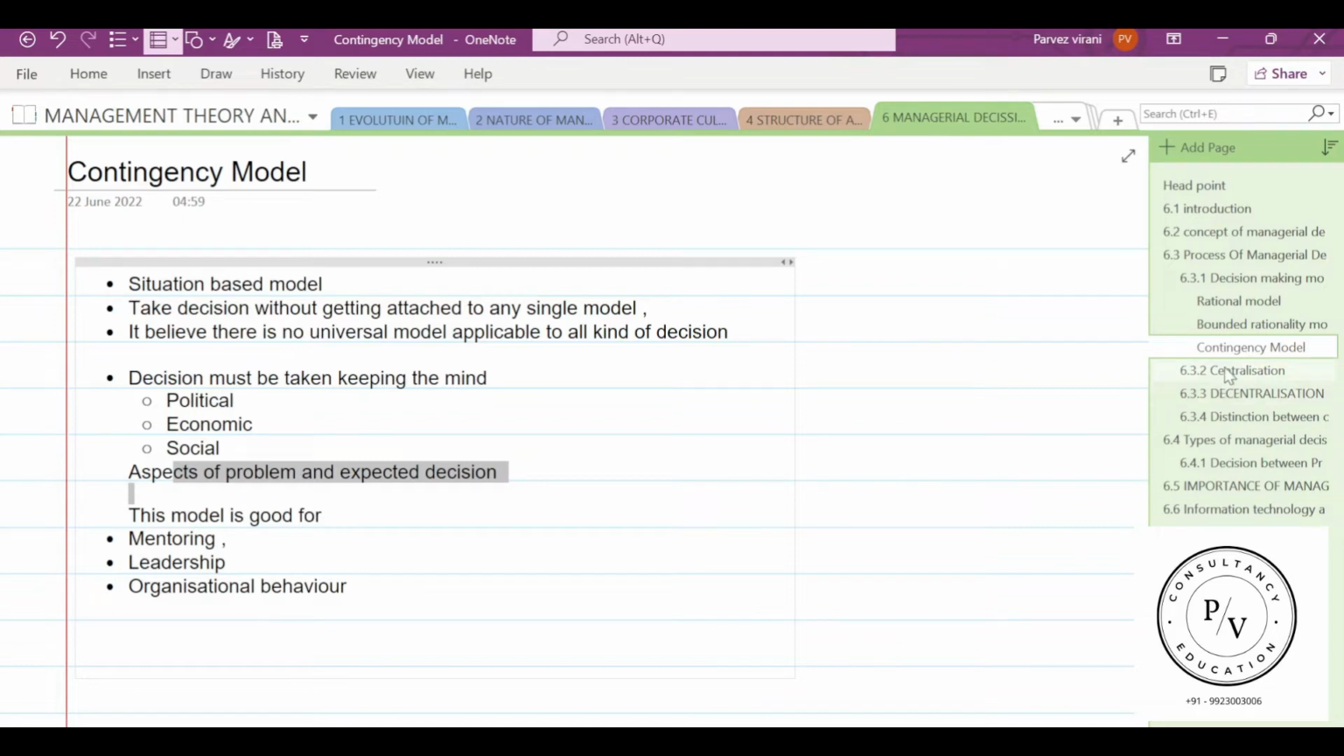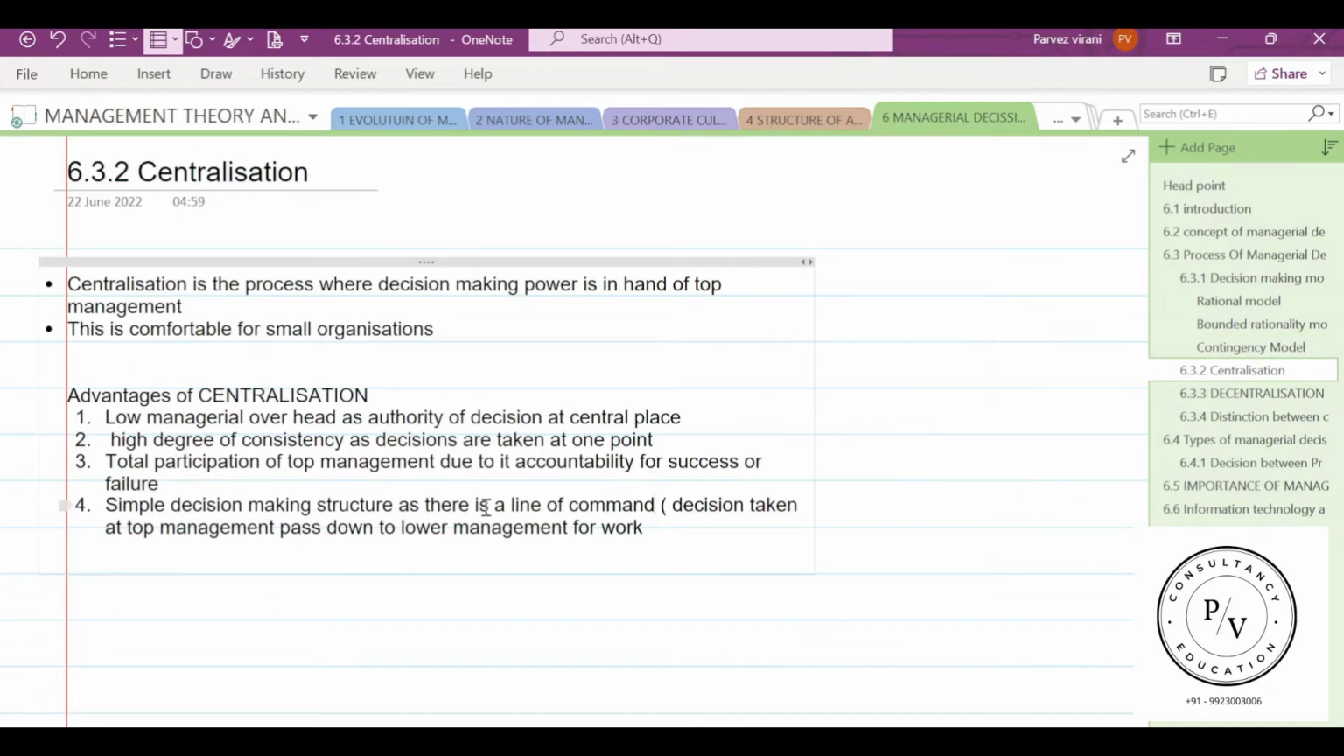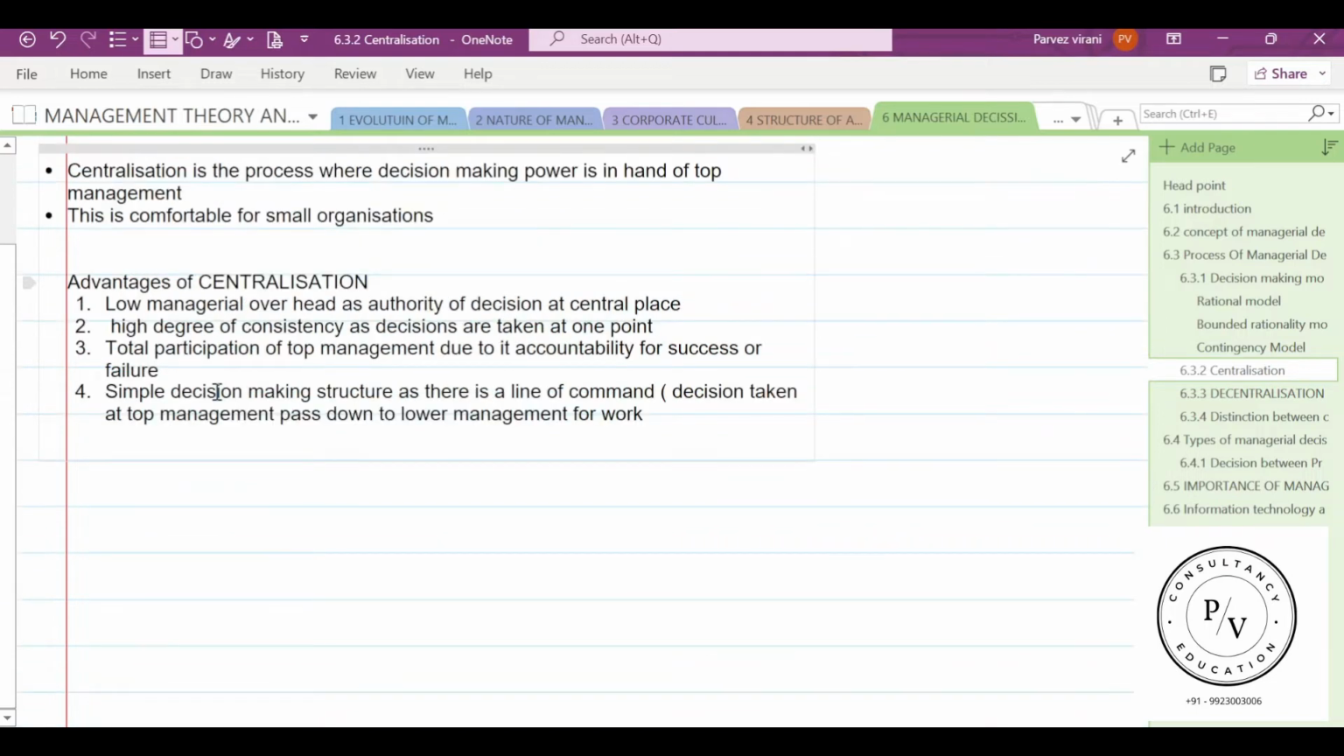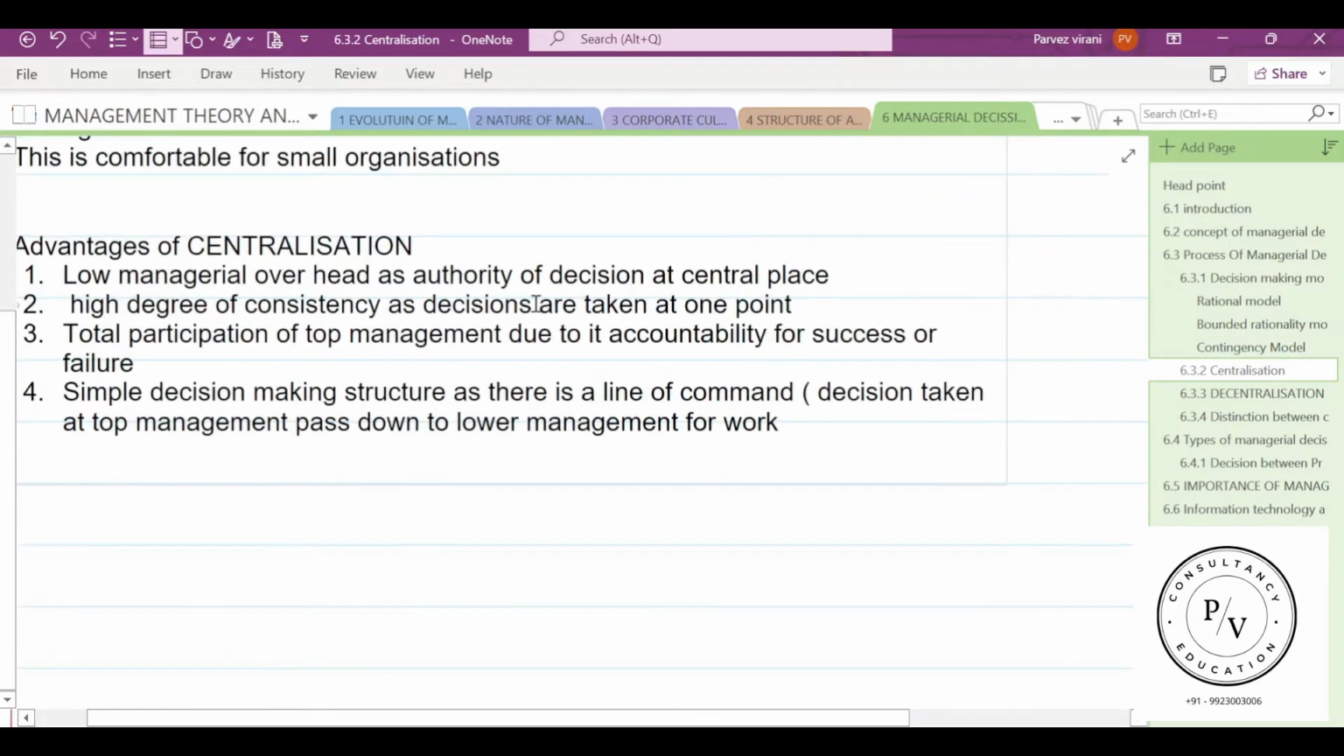First, decision making model. Second, centralization. Centralization is the process where the decision making power is in the hands of the top management. This is comfortable for small organizations. Advantages of centralization: low managerial overhead as authority of decision is at a central place. High degree of consistency as decisions are taken at one point. Total participation of top management due to accountability for success or failure. Simple decision making structure as there is a line of command. Decisions taken at the top management are passed down to the lower management for work.